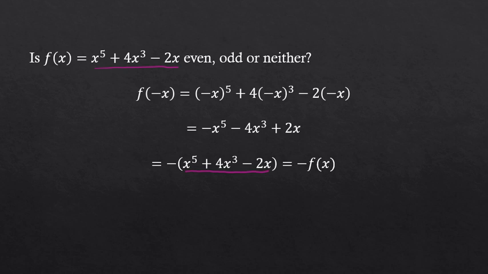So once you find what f of minus x is, try then figuring out what minus f of x is. If it's the same, then you know your function is odd. If it's not the same, then see if f of minus x is equal to f of x. If it is, then you know that your function is even. If that's not the same, then your function is neither. But in this case, f of minus x equals minus f of x, so our function here is odd.